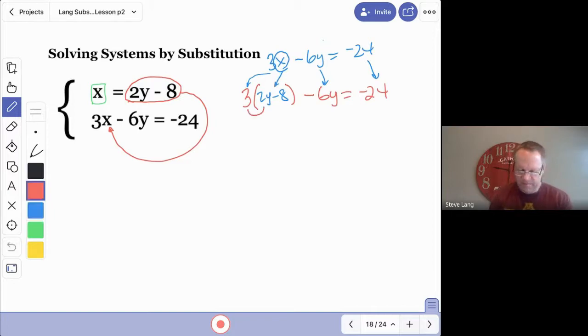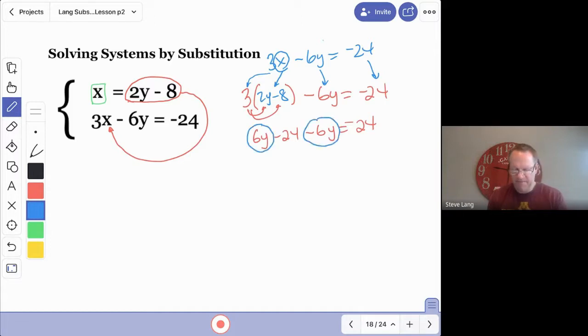Then I distribute. So 3 times 2y is 6y. 3 times negative 8 is negative 24. And I have minus 6y equals negative 24. Now, hopefully you remembered adding like terms from first try. But I'm allowed to add the 6y and the negative 6y because they have the same letter. And oh my gosh, those cancel out, don't they? 6y minus 6y would be 0. So I get negative 24 equals negative 24.